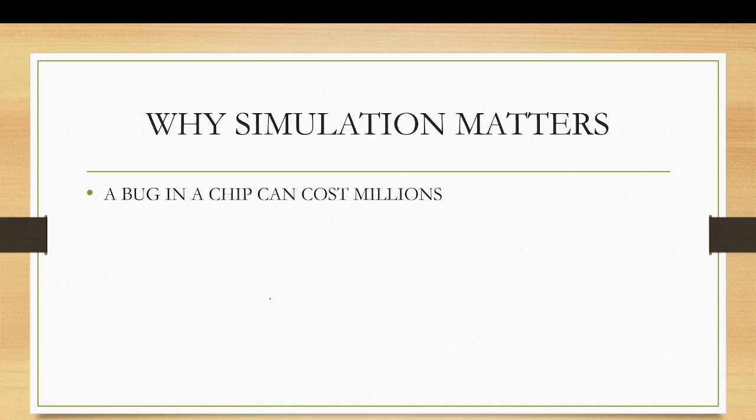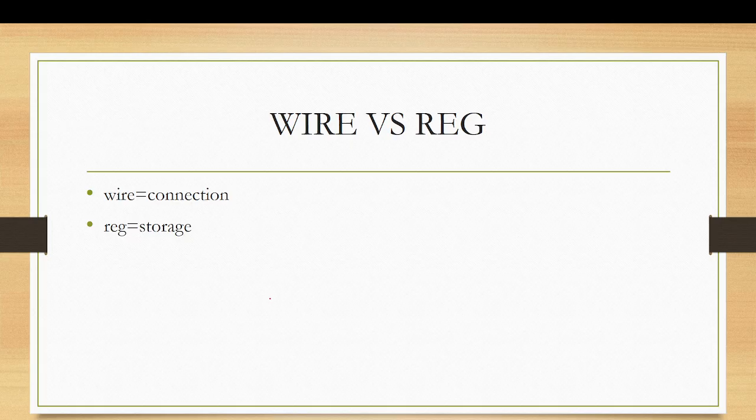Imagine manufacturing millions of chips and then discovering a bug. That mistake can cost millions of dollars, maybe more. That's why simulation exists. Find the mistake before the silicon exists, not after. For now, remember only this. Wire means connection, reg or register means storage. That's enough for today. We will master the details later. Don't try to memorize everything at once.